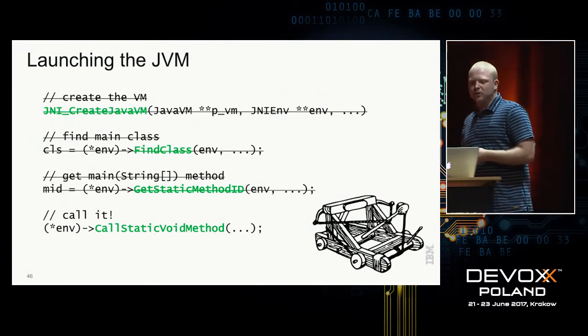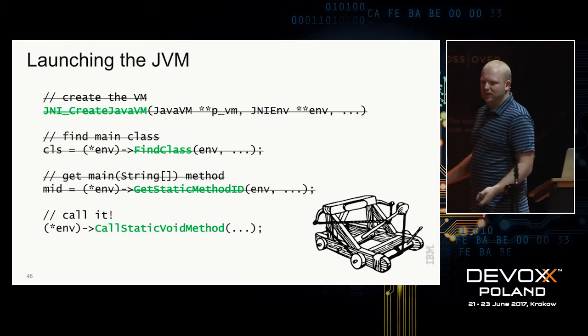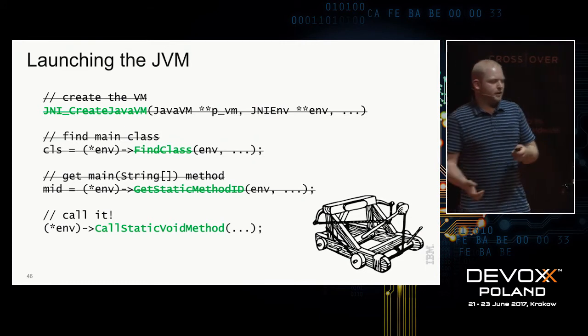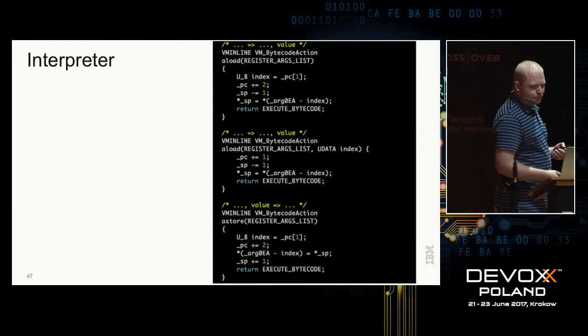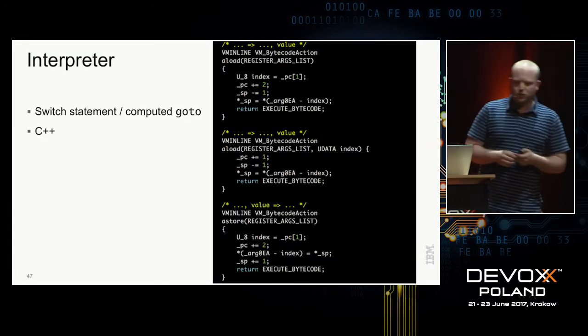So after we have created the core structures, we found the main class, we found the main method, now we can finally invoke that main method. And this triggers the bytecode interpreter. And the interpreter is basically a big C++ switch statement.